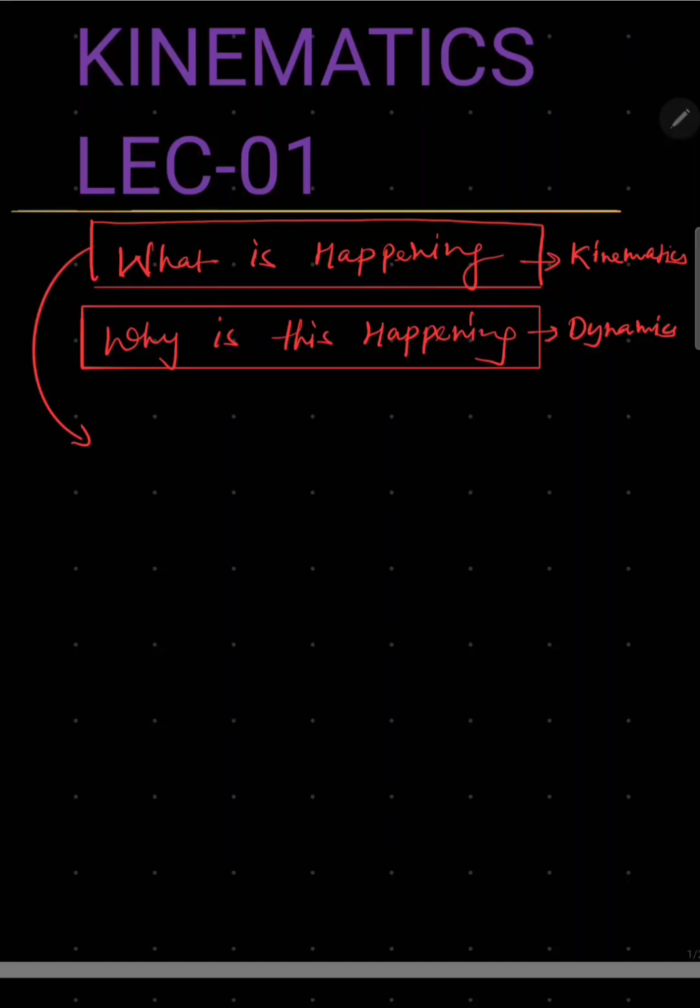Why is this happening, what is the responsible agent behind this acceleration, behind this displacement, and when the object is at rest, why is it at rest? All kinds of questions dealing with the cause will be answered in dynamics, and the effect will be answered in kinematics. So first we are dealing with the effects, which is dealt with in kinematics, and the cause will be dealt with in dynamics. Remember, kinematics plus dynamics equals what? Mechanics.